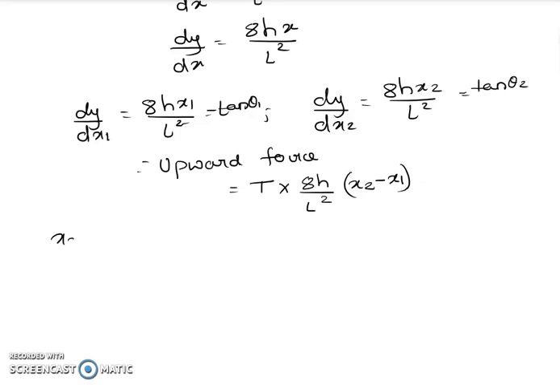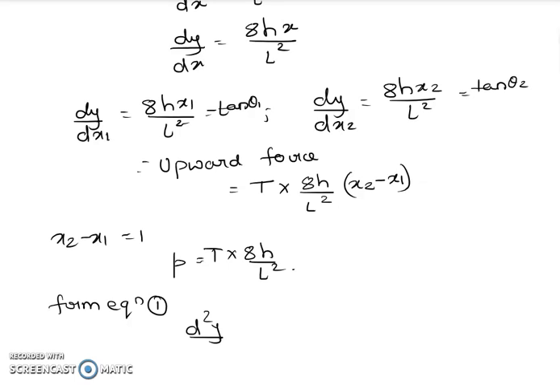Now if we take x2 minus x1 equal to 1, that is unity, then the upward force per unit length will be equal to T into 8h upon L square. From equation 1, if you take the second derivative of the equation of parabola, d square y by dx square, it is nothing but 8h upon L square. Hence, we can write P equal to T times d square y by dx square.